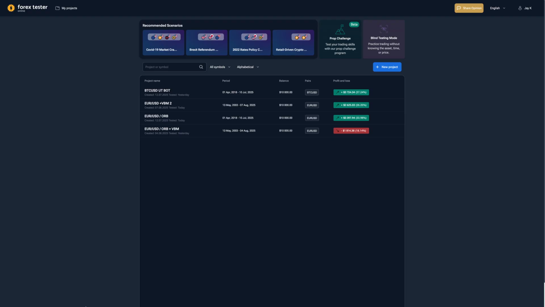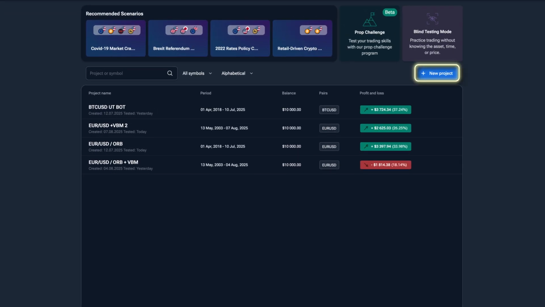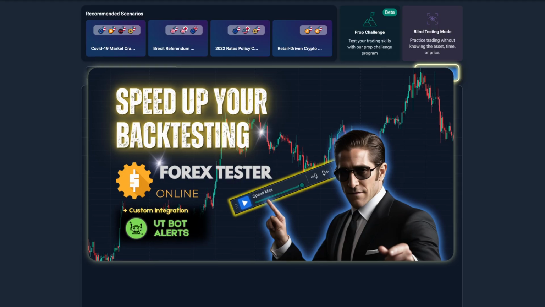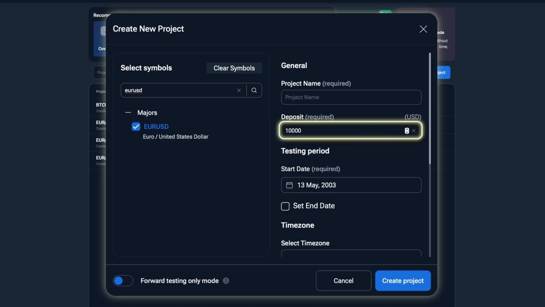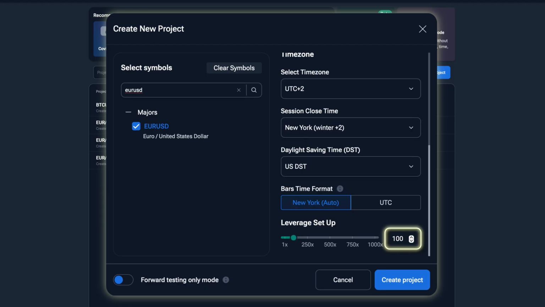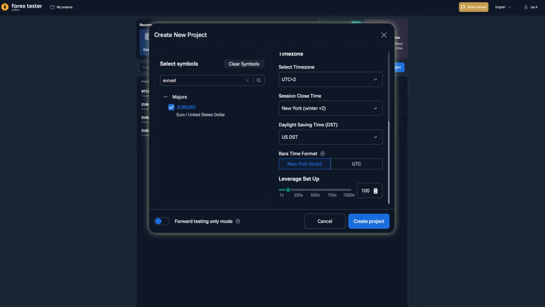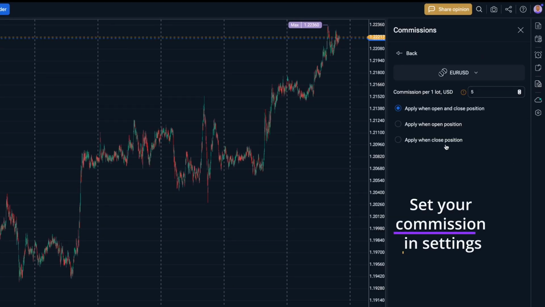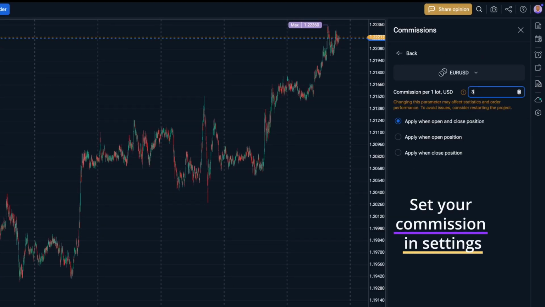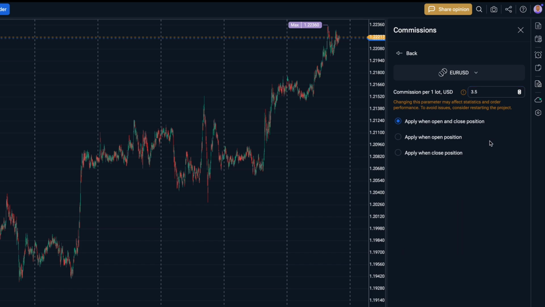We need to create two separate projects. Simply click New Project. Or if you need a more detailed tutorial on how to use the platform, we've linked that video in the description. We'll be using EUR/USD on the 15-minute time frame for both tests, with a starting balance of $10,000, leverage set to 100-to-1, and commission set to $7 per round trip. I know this might be different depending on the type of account you have with your broker, but we think this will be good for comparing both strategies.